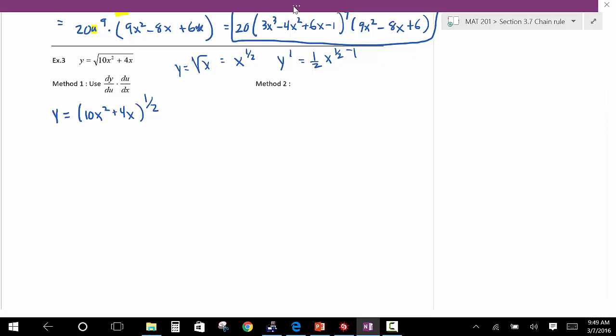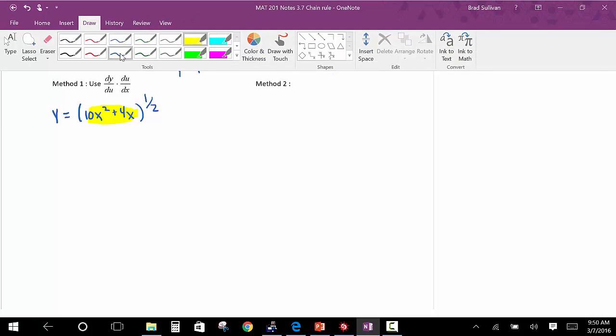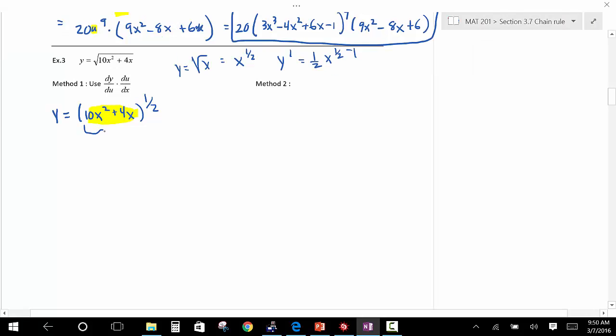So what you're going to do, to use this first method, is express this as two functions, okay? And then we're going to use the chain rule looking at it that way. So this part right here, that's the u. So you end up with y equals u to the 1/2 power when you do that substitution. And then you have u is equal to 10x to the second plus 4x like that. You're expressing that as a composition of functions, okay?